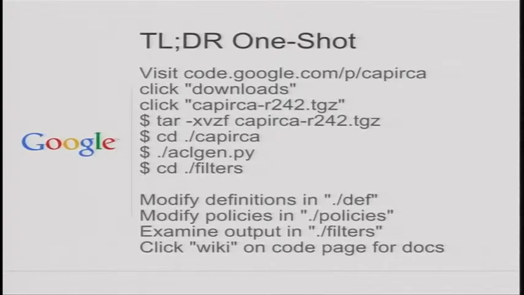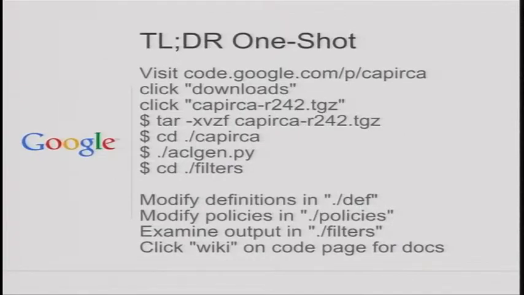What it will do is take a bunch of these policies that we started with that are sample policies and generate ACL filters out of them. You can look at the result by going into the filters directory and seeing all the generated files. If you want to play with it, you go into the def directory, definitions, and there's things like network definitions. This is my DMZ.